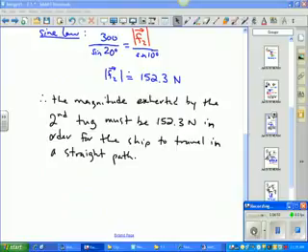So we make a conclusion: therefore, the magnitude of force exerted by the second tug must be approximately 152.3 newtons in order for the ship to travel in an exactly straight path.